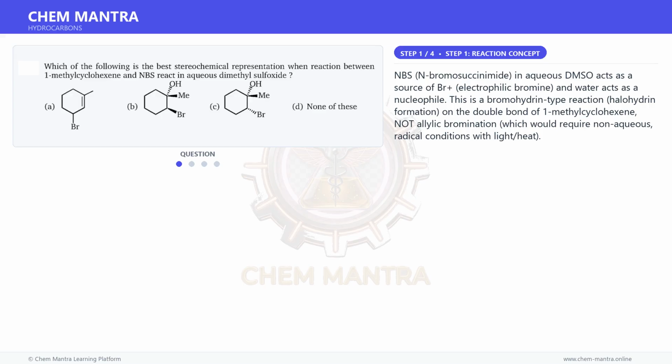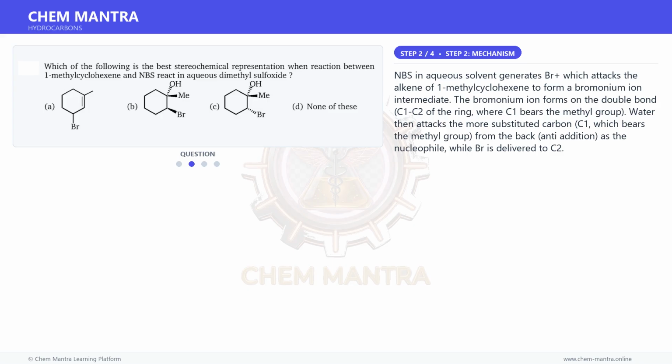NBS, N-bromosuccinimide, in aqueous DMSO acts as a source of Br+, electrophilic bromine, and water acts as a nucleophile. This is a bromohydrin type reaction, halohydrin formation, on the double bond of 1-methylcyclohexane, not allylic bromination, which would require non-aqueous, radical conditions with light or heat.